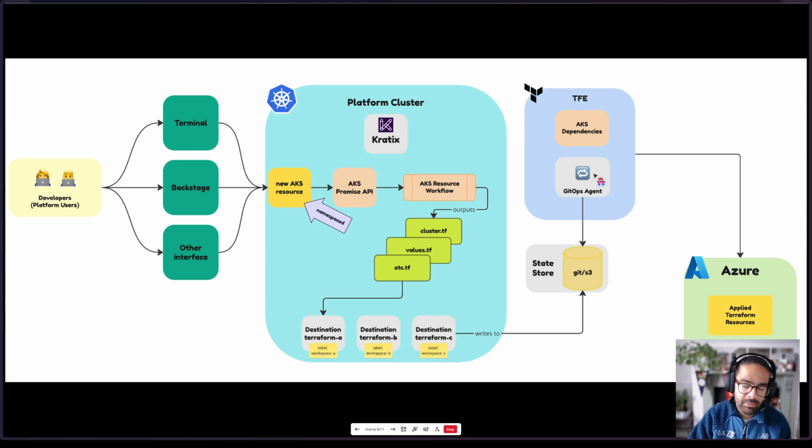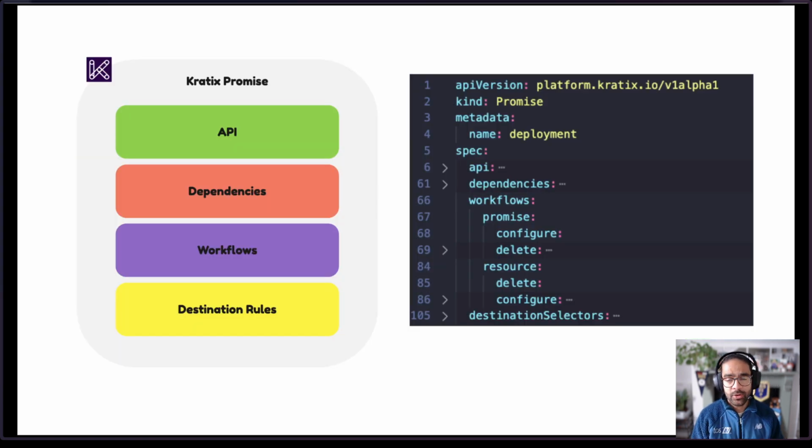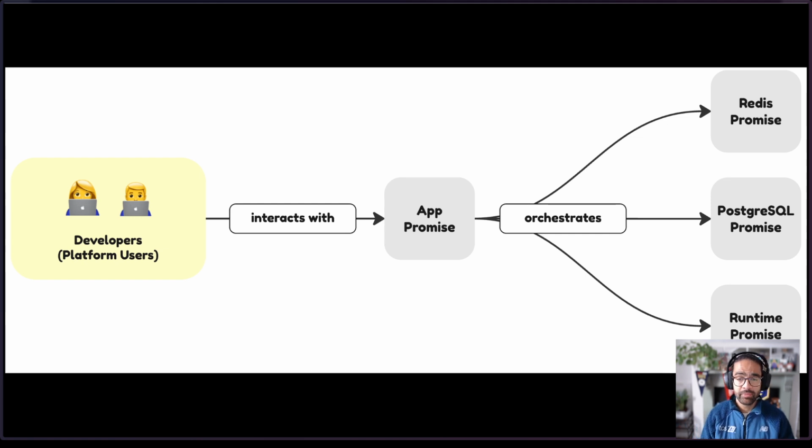You have, as we had before, a Terraform Enterprise agent synchronizing with that particular Git repo, and then creating those resources. And what it's going to do in the end is actually create in the Azure cloud the actual AKS cluster. So that's how the system comes end to end to fruition. So if you circle back, that's the parts of the promise that we went through. We went through the API, the dependency, the workflows, and the destination rules. And the last bit that I want to touch on is compound promises.